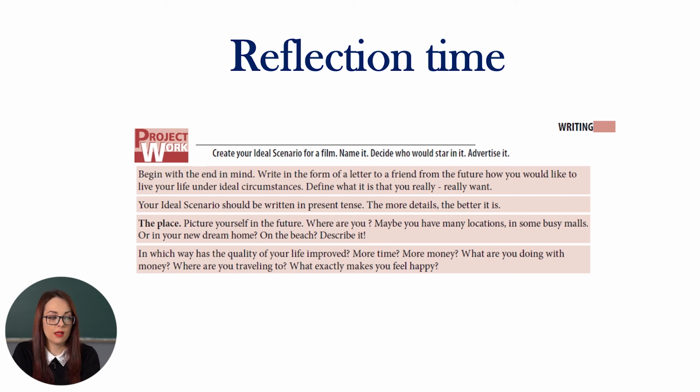The place. Picture yourself in the future. Where are you? Maybe you have many locations in some busy malls or in your new dream home. On the beach, describe it. In which way has the quality of your life improved? More time, more money? What are you doing with money? Where are you traveling to? What exactly makes you feel happy?